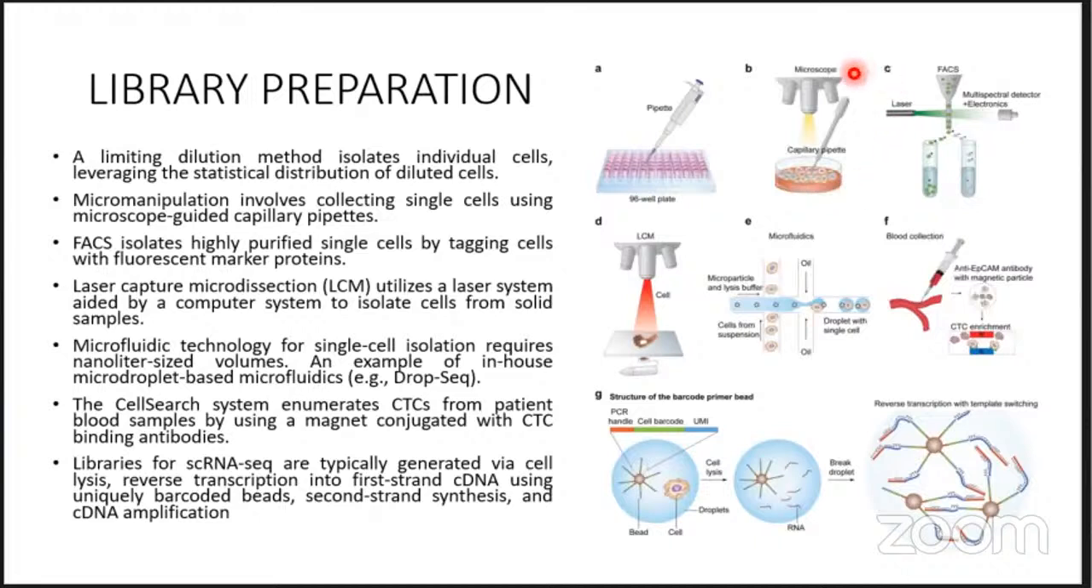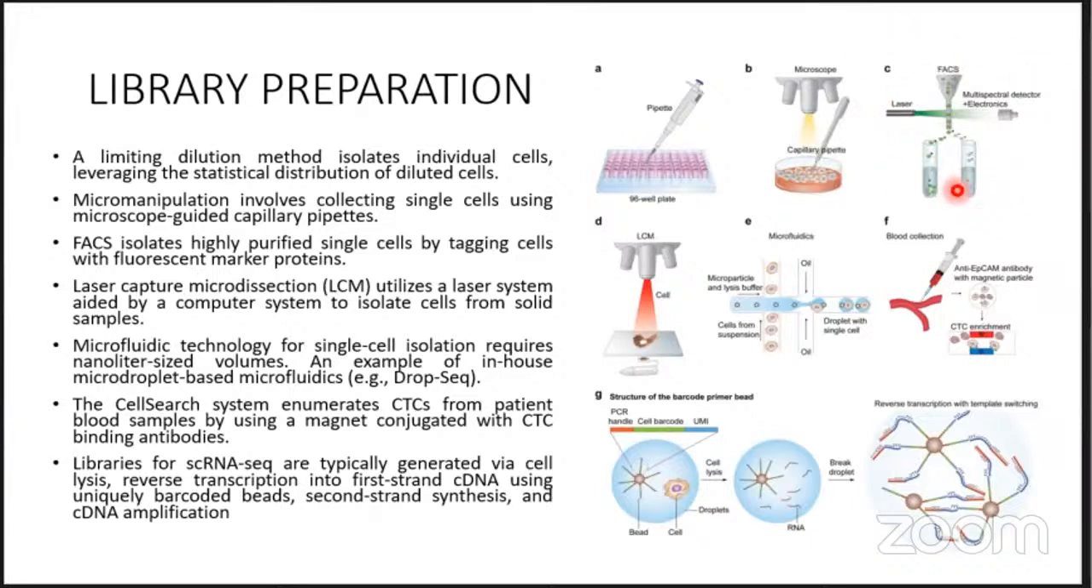Another method is micromanipulation, which involves the collection of single cells using microscope guided capillary pipettes. Suppose we are culturing cells, we observe the plate under the microscope and pick one colony, or a single cell out of one colony or from different colonies, using the pipette tip. In the third method, we use the FACS sorter.